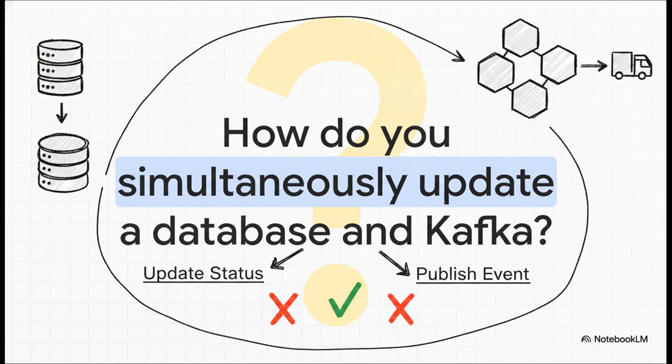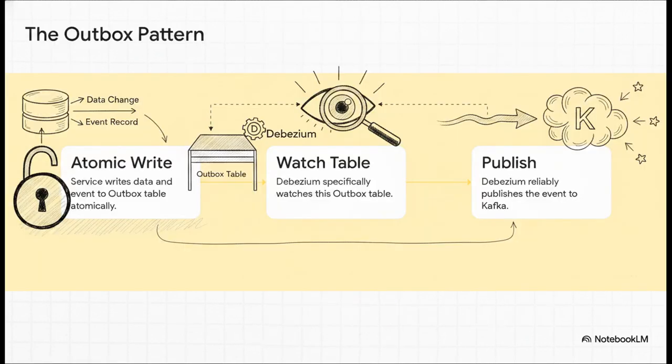If the database update succeeds but the Kafka publish fails, or vice versa, your services end up with a fundamentally inconsistent, incorrect view of reality. It's a massive risk for any business. And this brilliantly illustrates the solution, the outbox pattern.